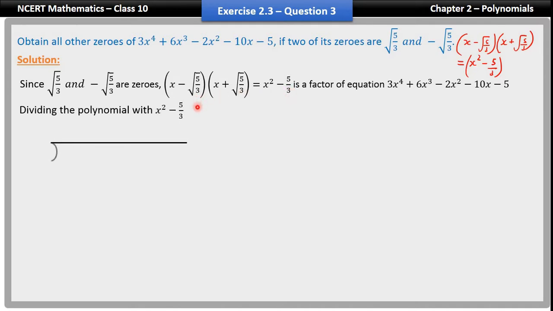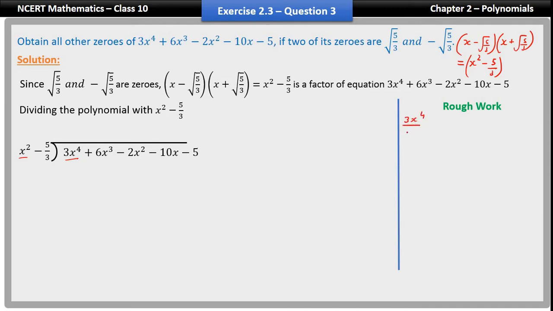For that we'll again use the long division method. In long division method, here the divisor should come. The divisor here is x square minus 5 by 3, and the dividend here is the polynomial 3x power 4 plus 6x cube minus 2x square minus 10x minus 5. That dividend comes over here. Now let's do the division. The term with the highest power in this polynomial is 3x power 4. The term with the highest power in the divisor is x square. Let's do the division.